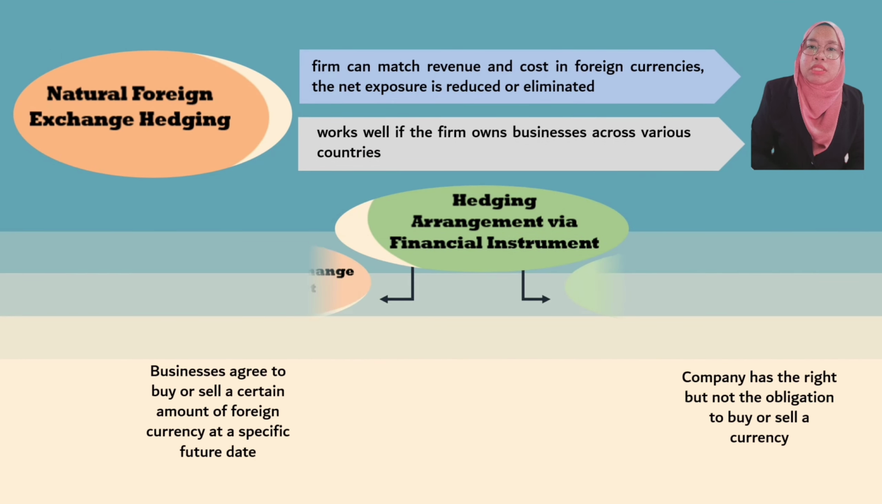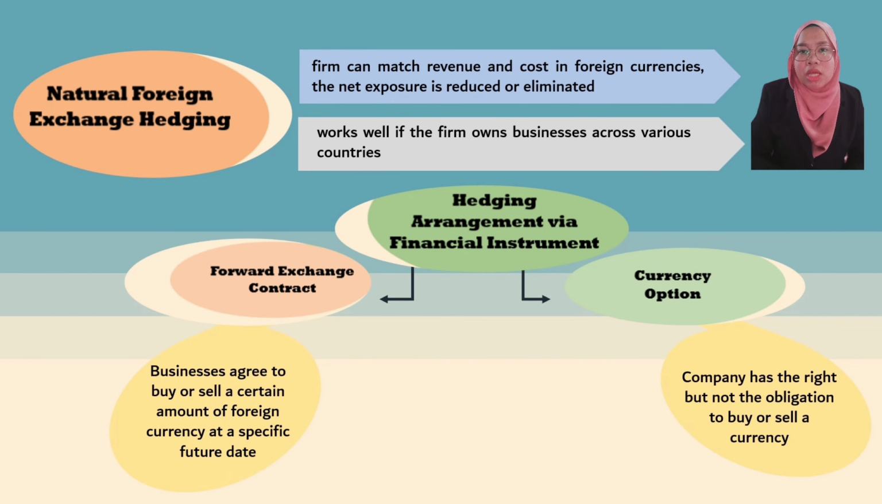The third method is natural foreign exchange hedging. When a firm can match revenue and cost in foreign currency, the net exposure is reduced or eliminated. This is known as a natural foreign exchange hedge. A US company, for example, operating in Europe and making euros, will aim to get items from Europe to supply into its home US market to use these euros. When a firm owns businesses across various countries, this strategy will work well.